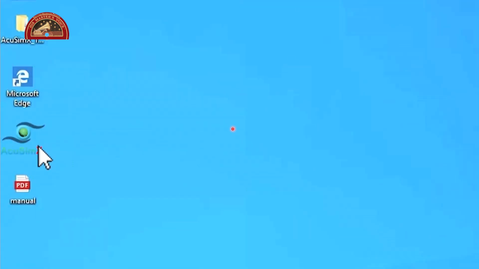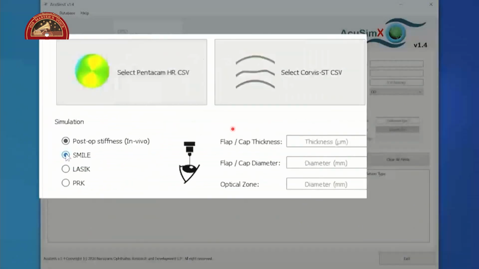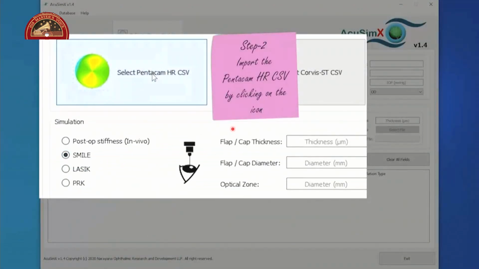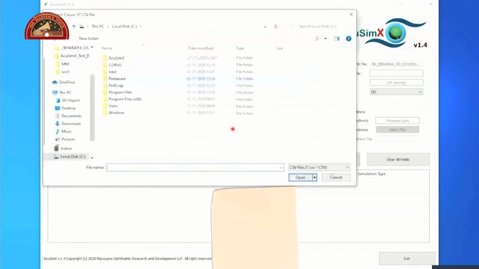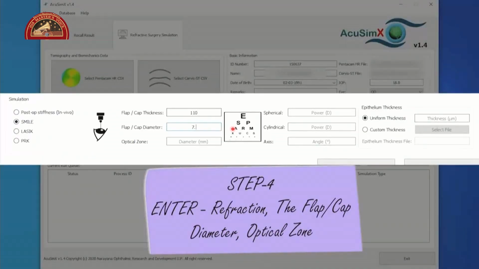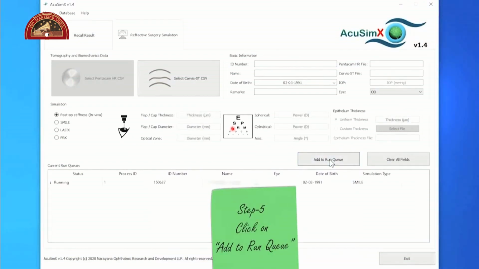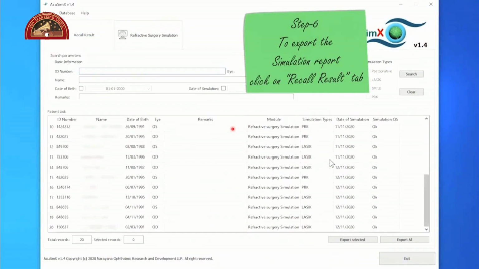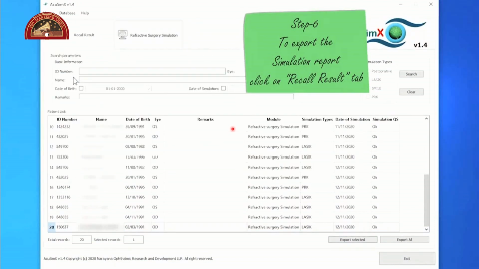So this is a very short video of how the software works. It's very simple. You open it up, select the type of surgery that you would like to simulate, and use the Pentacam elevation and the Corvis ST measurements. Include the different thicknesses, flap thicknesses, and the surgery-specific parameters, such as the spherical and cylindrical values. We also have a function to include a uniform epithelial thickness. We can include a spatially varying thickness, but that depends on what the surgeon requires.